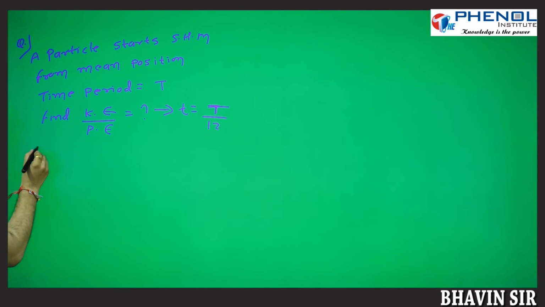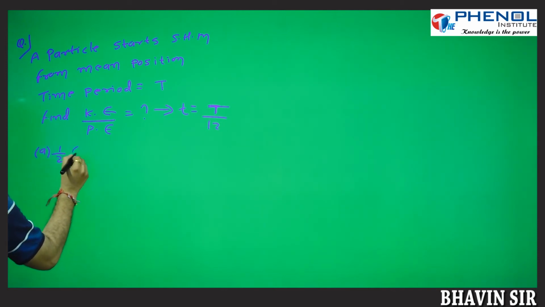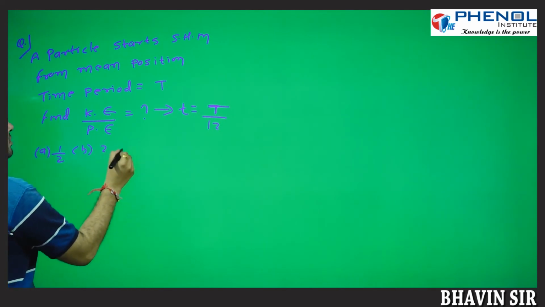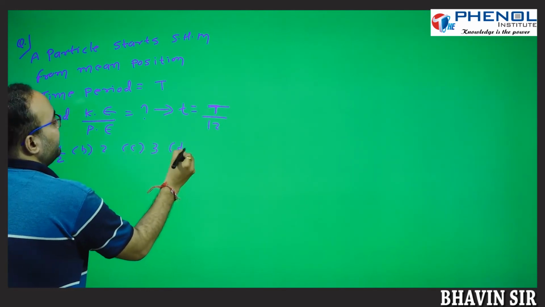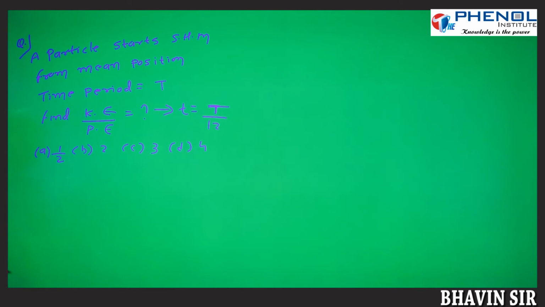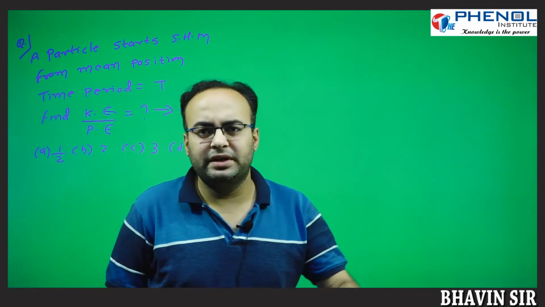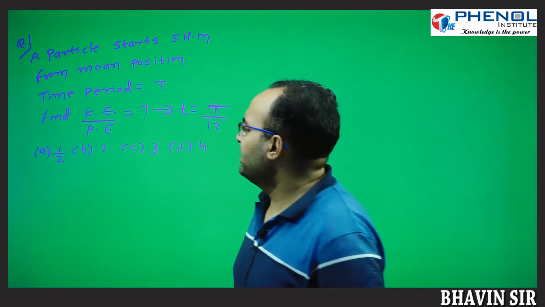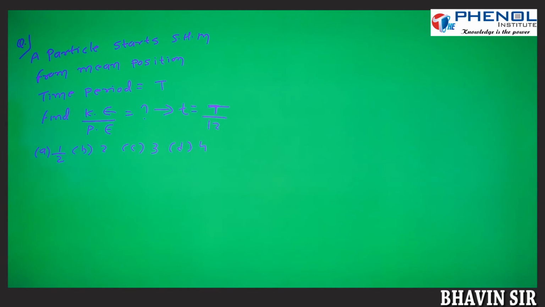And the options are 1, 2, 3 and 4. Done, students. The particle starts SHM from mean position. What is the time period? T. We want to find the ratio of kinetic and potential energy when time is T by 12.